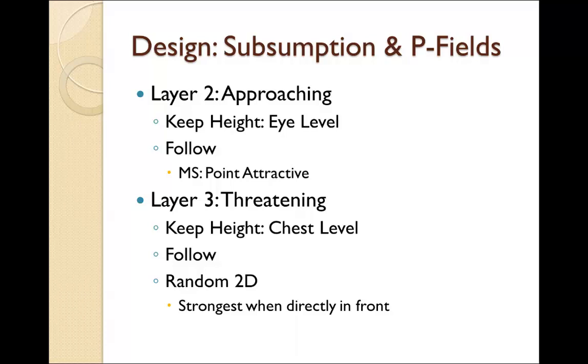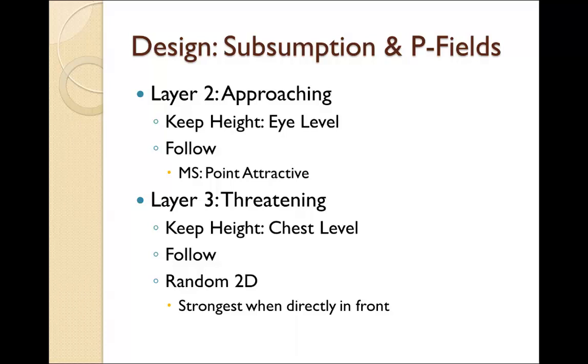For this reason, the motor schema only enables its x-dimension component of output. If any sensed crowd is within the threaten range parameter, then the third layer is released and subsumes both other layers' output. In this case, we have a chest-high keep height behavior, a follow as in approaching, as well as a random 2D behavior, which generates a random potential field in the plane.